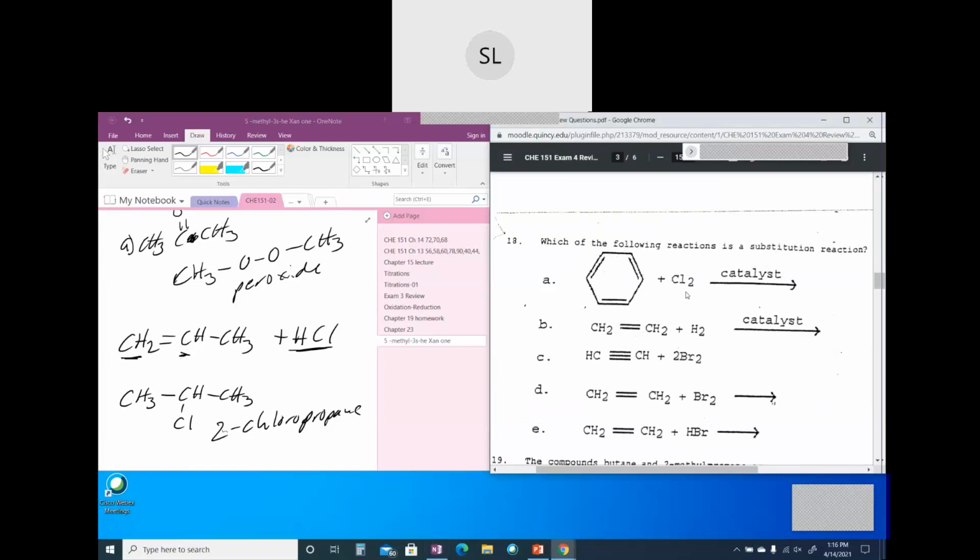Aromatic hydrocarbons undergo substitution reactions. A is a substitution reaction. So you have to know aromatic hydrocarbons, benzene rings, will undergo substitution. Part B, you got an alkene. Alkene is going to do an addition reaction. In this case, each side of this double bond would get an H.